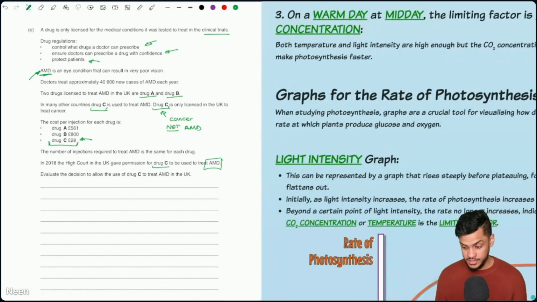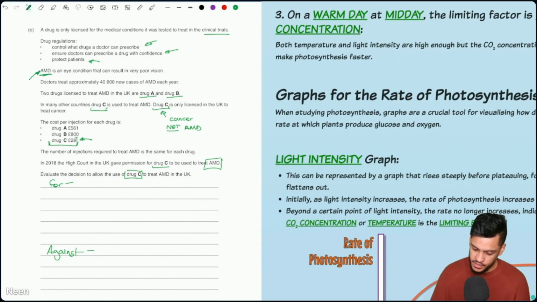Evaluate the decision. So is it a good thing? Is it a bad thing? If it says evaluate, you're going to have to give both sides of the argument. So for and against, just list as many things as you can. They've given you information here. Use the information they've given you. So what's a good thing about using drug C to treat AMD?